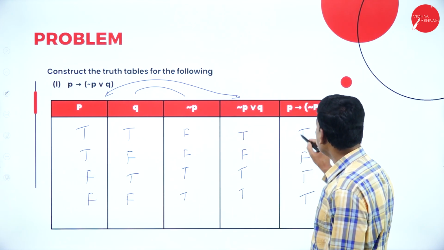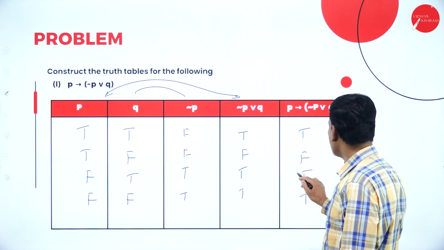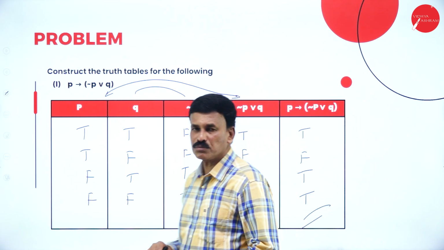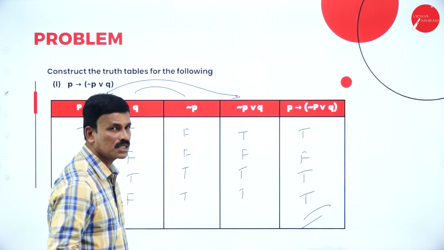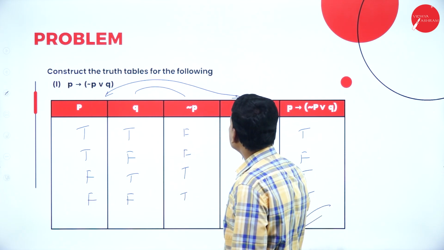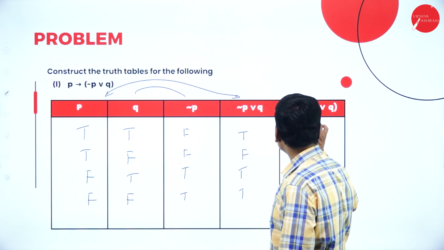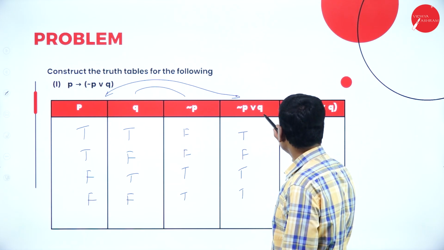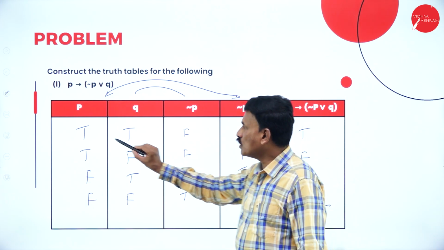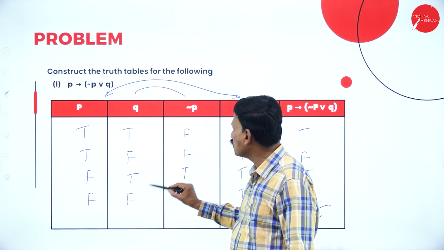So what are the truth values we are going to get in the end? True, false, true, false. So T, F, T, F. This is how we are going to construct the truth table for the given proposition. That's it. Let me explain once again. P, Q, negation of P, then negation of P disjunction Q, and P conditional to the disjunction of negation P and Q. As you know, the truth values for P and Q are true, true, false, false, true, false, true, false.